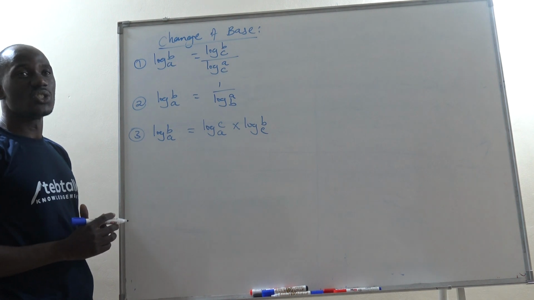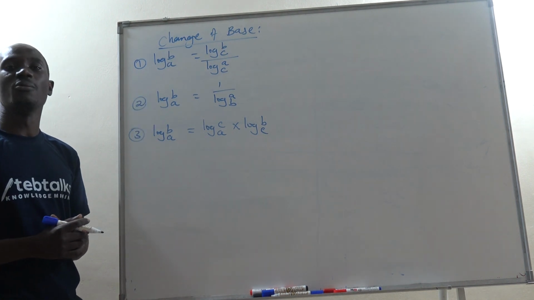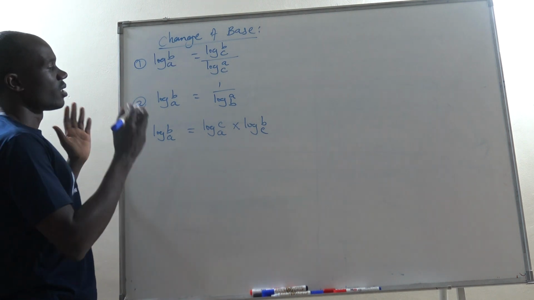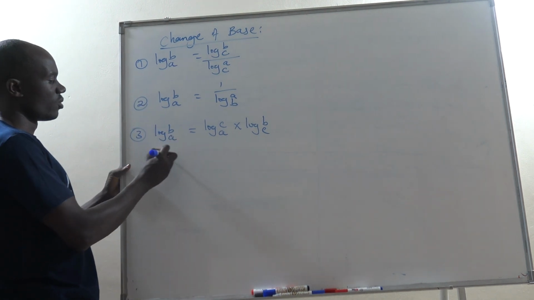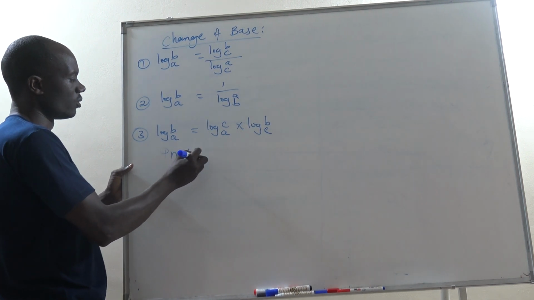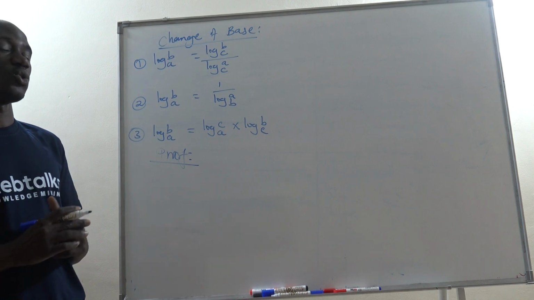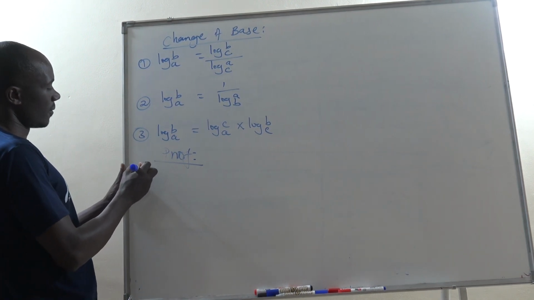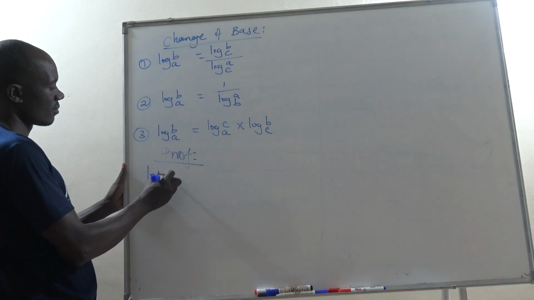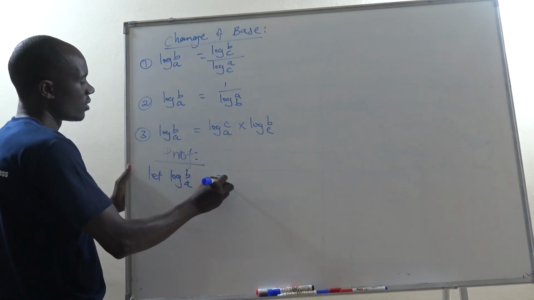Number 3 is log of b base a is the same as log of c base a times log of b base c. So somebody may ask you how is it coming? So I'm going to do for you one proof. I'll do the first two proofs, then the third one you can also try by yourself. The proof, like for number 1, you can say let log of b base a equals x.